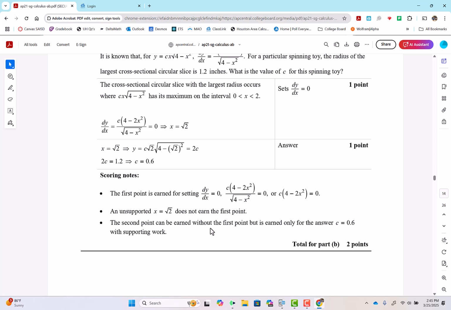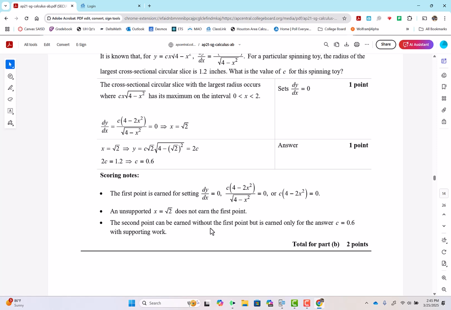You wouldn't have gotten the point. So sometimes it's called a bald answer. Like if you found x equals square root of 2, it's called a bald answer because where did that answer come from? It came from setting the derivative equal to 0, but you didn't show that. Do you guys know what I mean? Okay, and then look, we got the point.